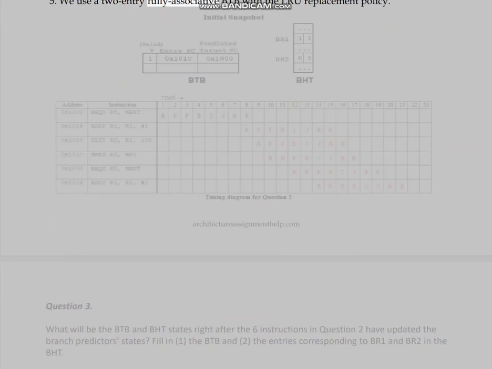5. We use a 2-entry fully associative BTB with the LRU replacement policy.